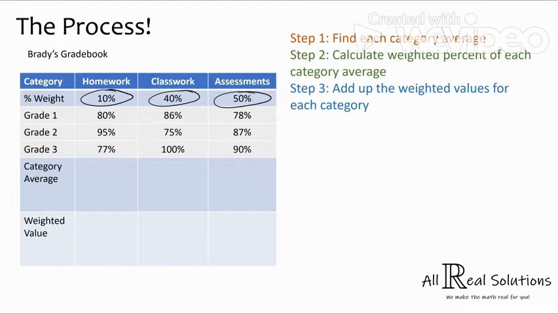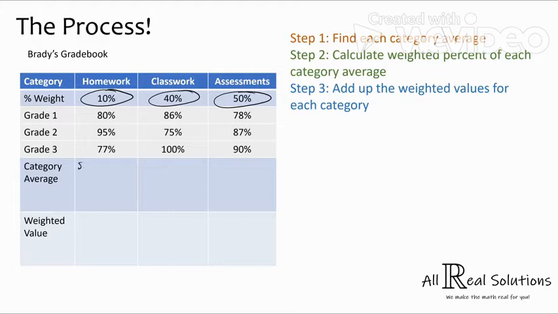In order to calculate Brady's final grade with these weightings, we have to do a little bit of a process. First thing we have to do is find the category average. That means if Brady has homework grades, what is his average grade in that category? We're going to do that for homework, classwork, and assessments. So to begin, to find the average of Brady's 3 grades, we're going to add them up and then divide by 3 because there are 3 grades.